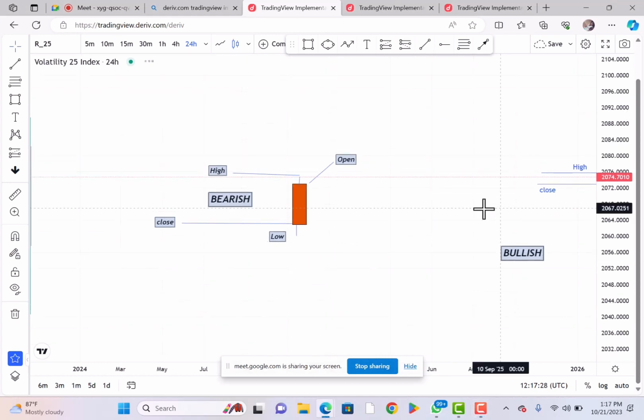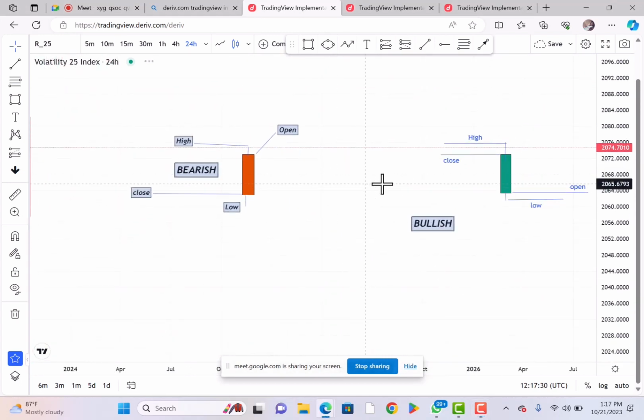Okay, so like I said, this is the body of the candles. The same interpretation, the same thing that happens here is what is happening here, just that they are now in the opposite direction.